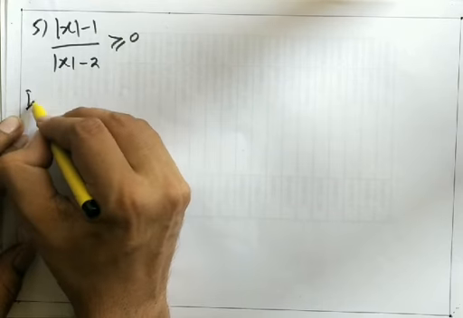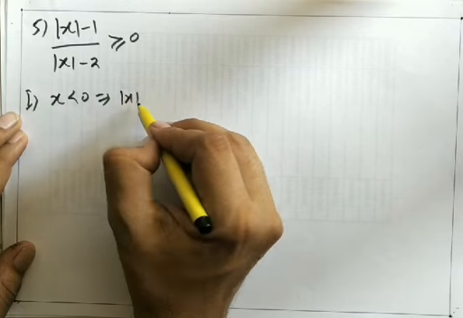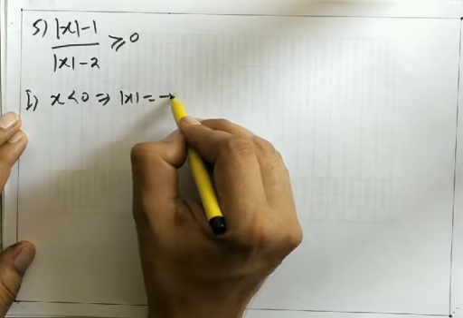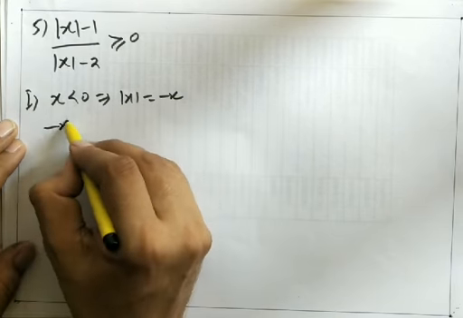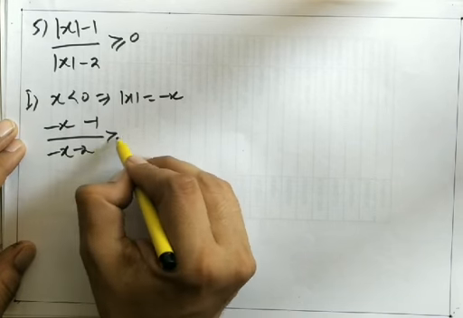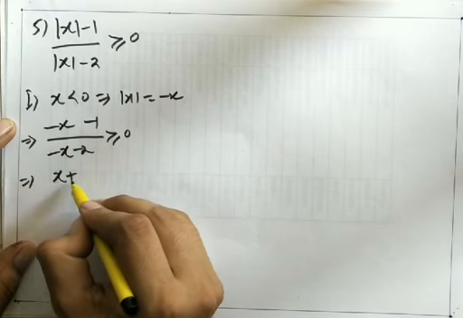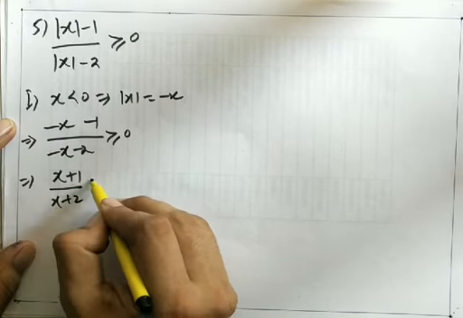So in this case there will be two cases. First, x is less than 0. This implies mod of x will be replaced by minus x. So let us solve. The inequality will become greater than or equal to 0. Let me take minus common. It will give x plus 1 upon x plus 2 is greater than or equal to 0.